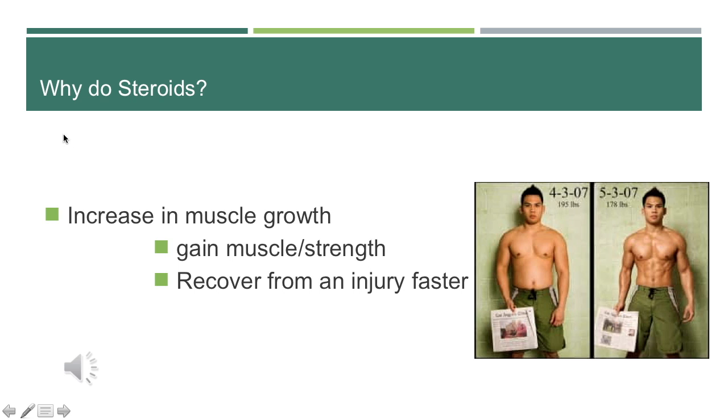So, why do steroids? The most common reason for abuse of anabolic steroids is to gain more muscle mass. Athletes are very common abusers because the steroids help them play better and stronger. However, steroids have another use. They can also be used to recover from an injury faster due to its ability to catalyze muscle growth.